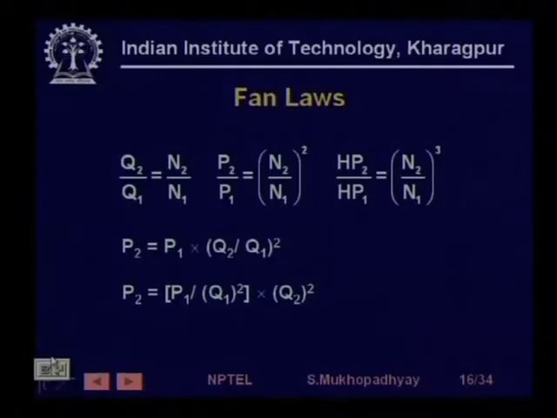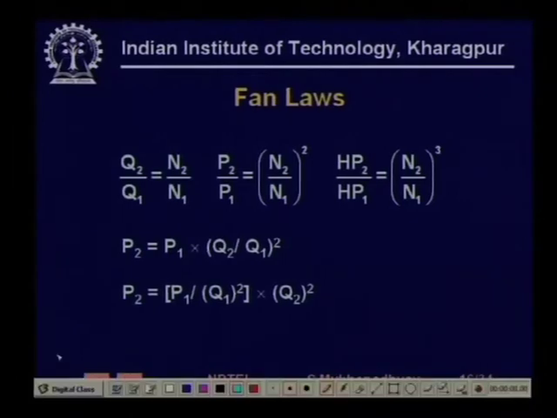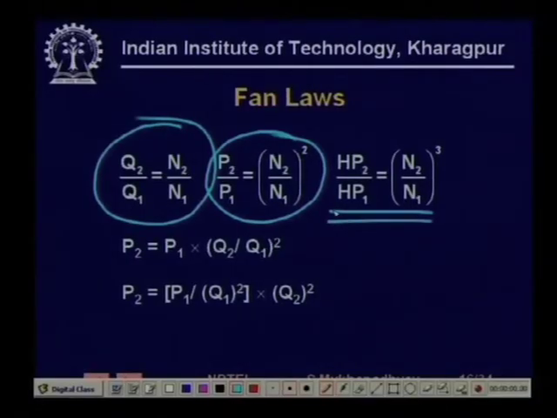So what are the fan laws? The fan laws say that in a fan, roughly, Q2 by Q1 equal to N2 by N1. If you change the speed, the curve shifts in such a manner that on the Q axis you get proportional changes, and P2 by P1 equal to N2 by N1 square. So the horsepower is going to vary as N2 by N1 cube.